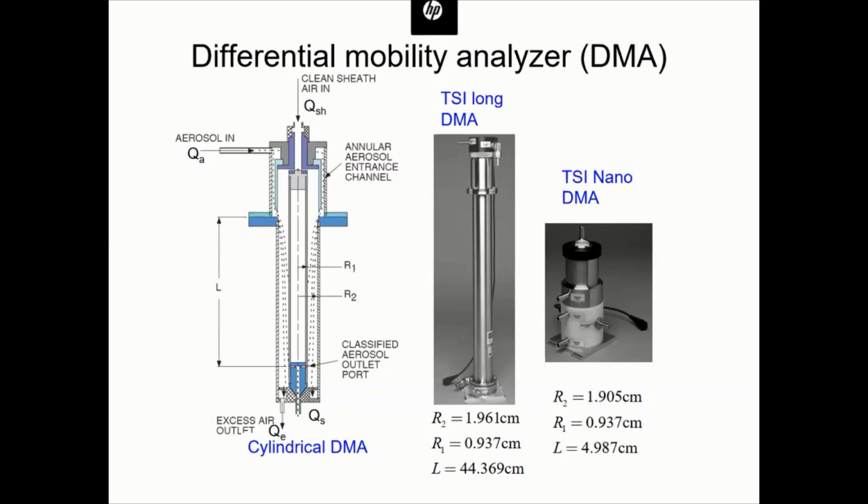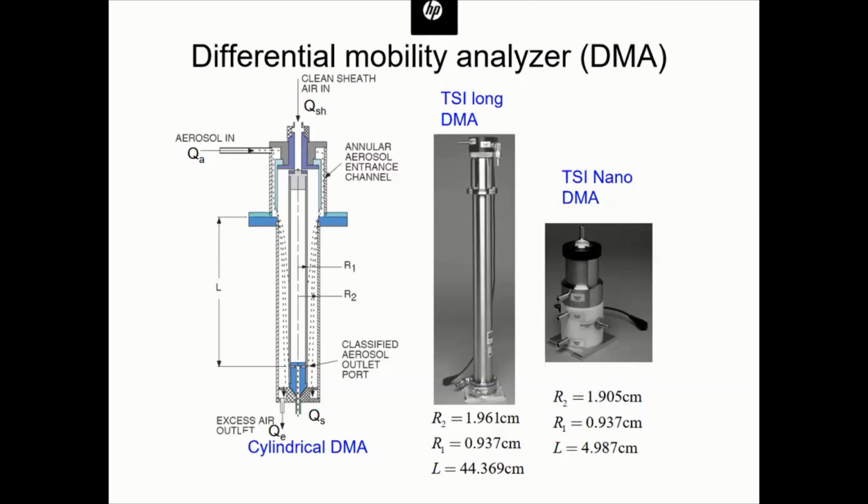Also, consider the advantages and disadvantages. The advantage for the DMA, or for this method, is that you can do continuous measurement. Each scan can take, let's say, 1 minute. You scan for 1 minute, you get a size distribution, and then over a day, you can get so many measurements.